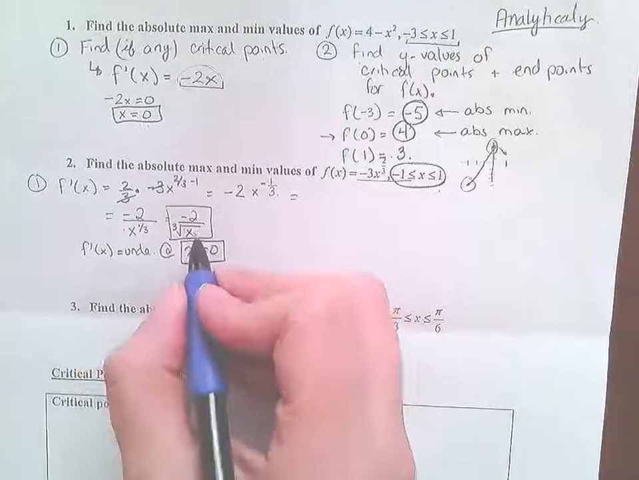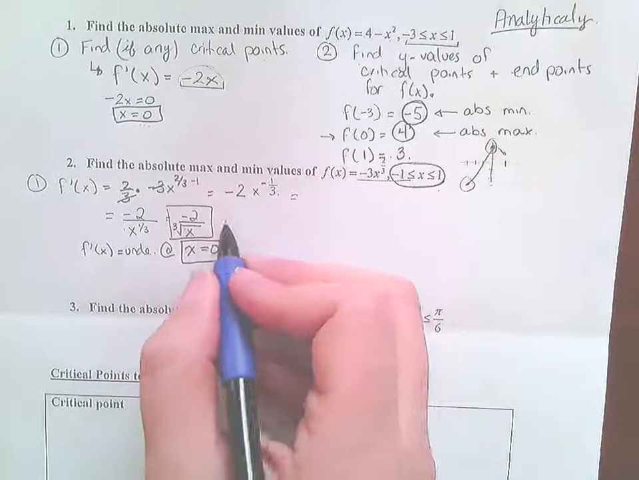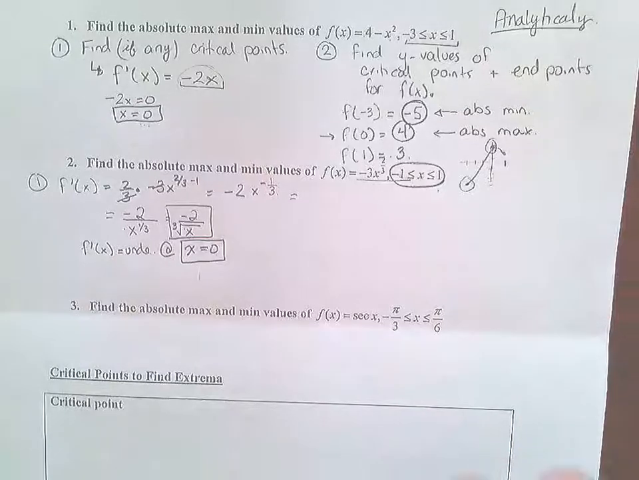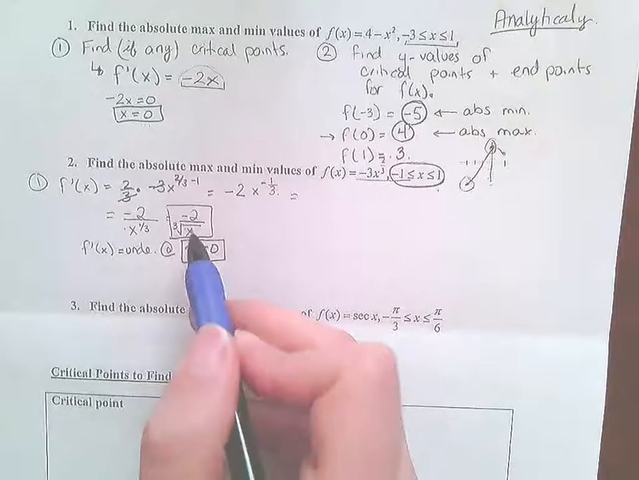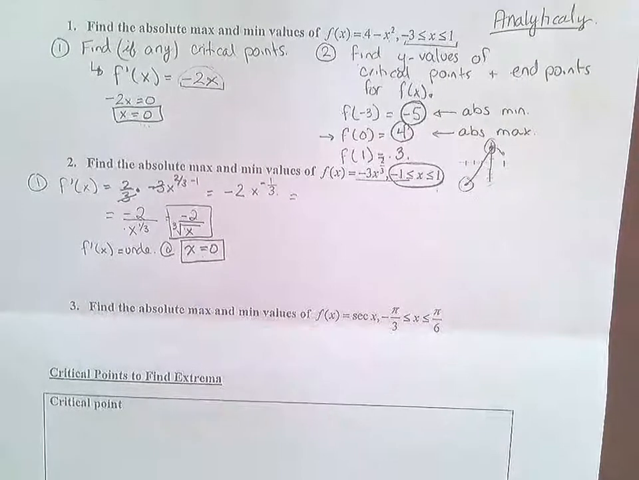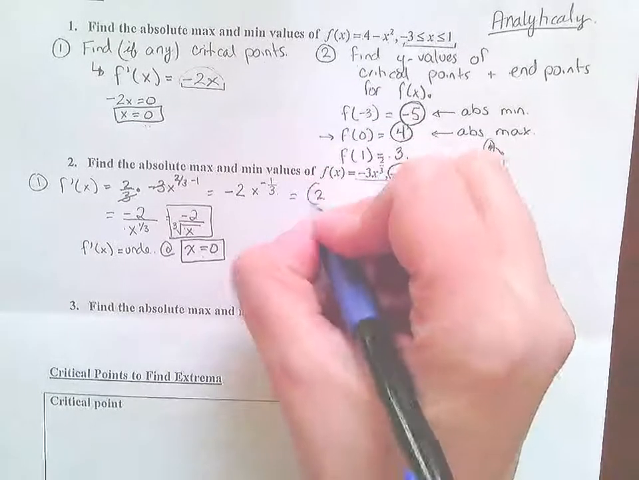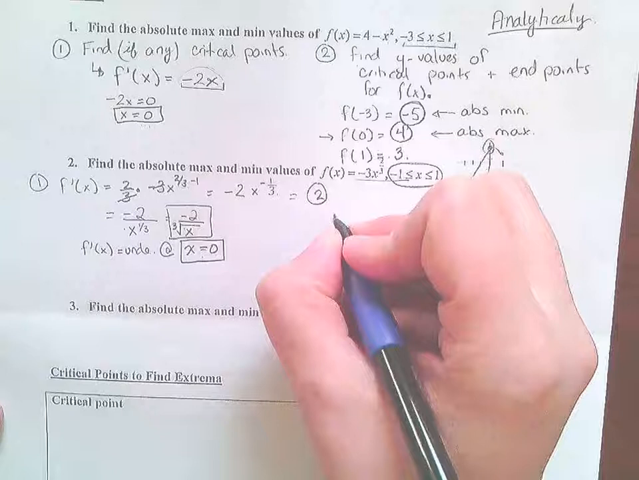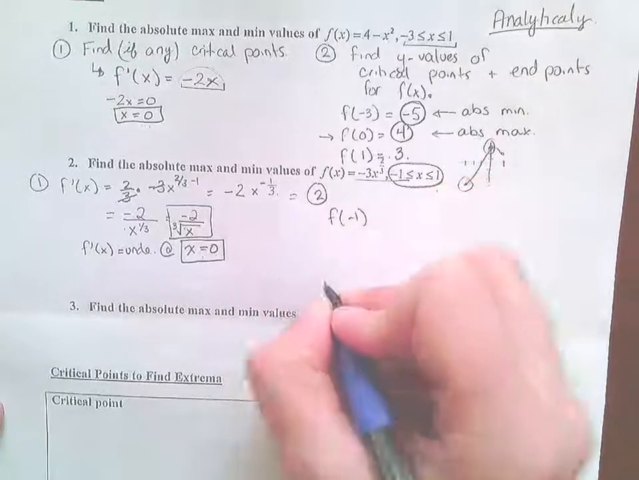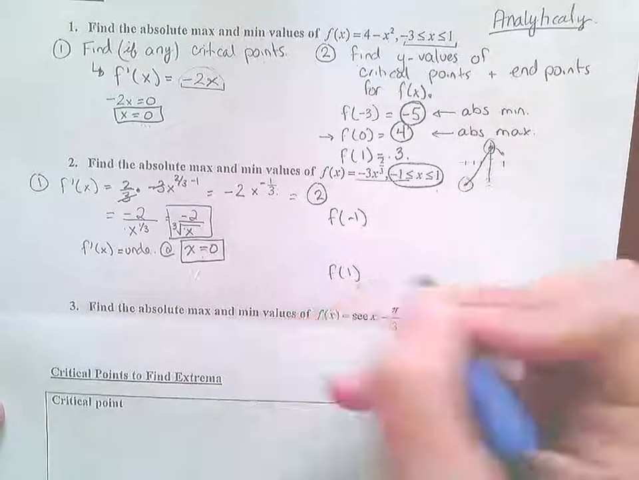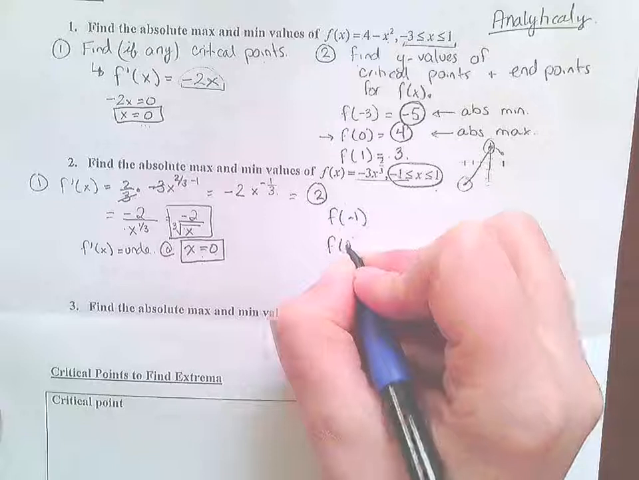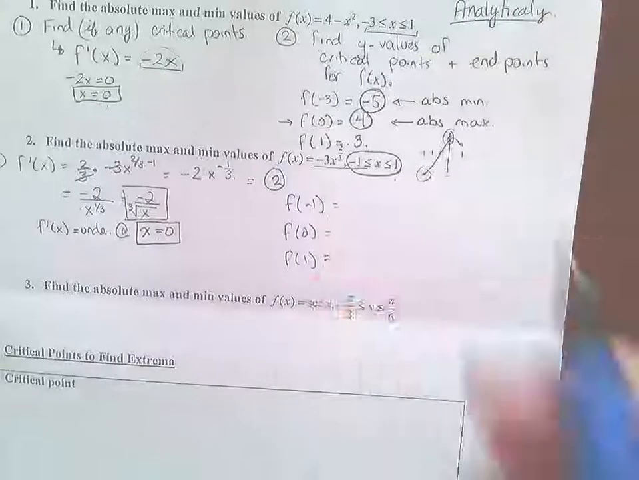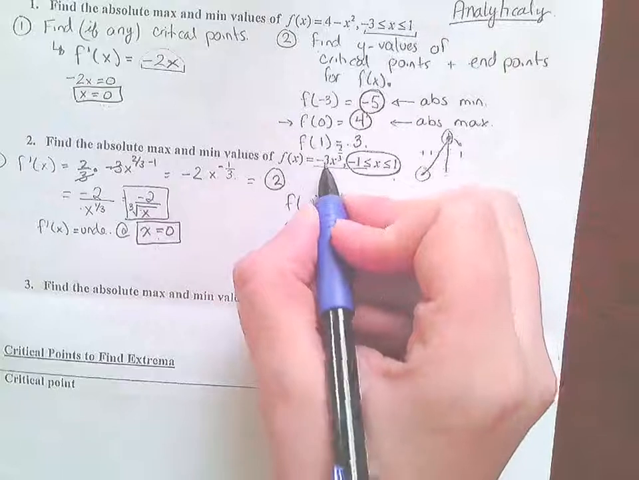But if you try to solve this and set it equal to 0, you really can't. So the derivative will never be 0 because it's undefined. But that is a critical point. So now step 2, our endpoints are f of -1 and f of 1, and then my critical point is f of 0. And I'm just going to plug those in.